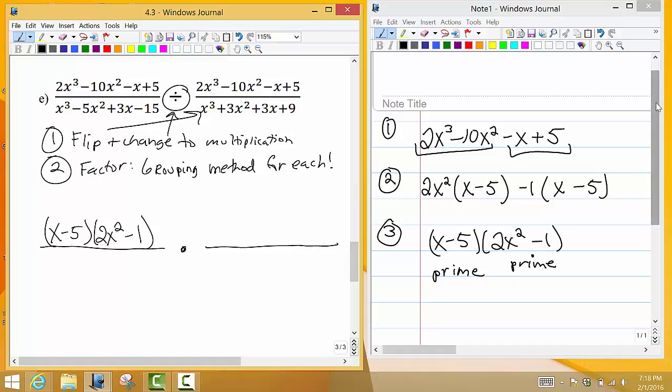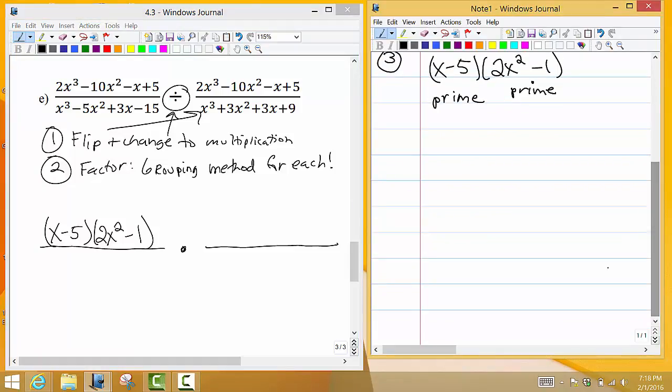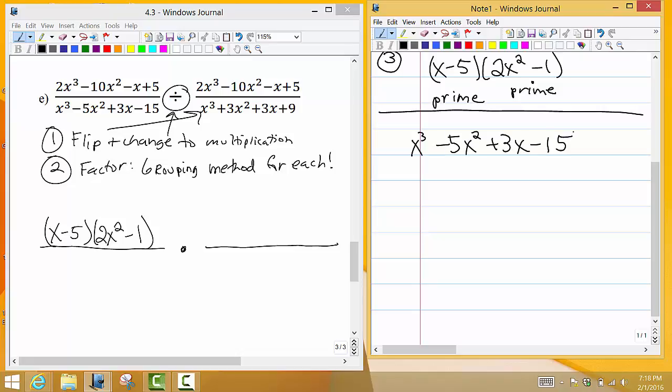Alright, so I'm going to take the one below it. I'm going to factor that as well. So I have x cubed minus 5x squared plus 3x minus 15. We're going to group first 2 and last 2. I'm going to pull out x squared from the first group. That leaves me with x minus 5. And I'm going to pull out a positive 3 from the second group, and that leaves us again with x minus 5.